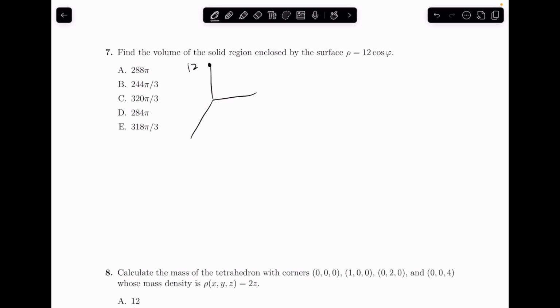Let's say phi equals pi over 2. We're going to get rho equals 0. So we have something like this. Then let's say phi equals pi over 3, we're going to get some value right here. And then let's say phi equals pi over 6, some value here. That's going to be the same on both sides because theta isn't given, so it's going to be symmetrical across the x, y axes. So it's going to be something looking like that.